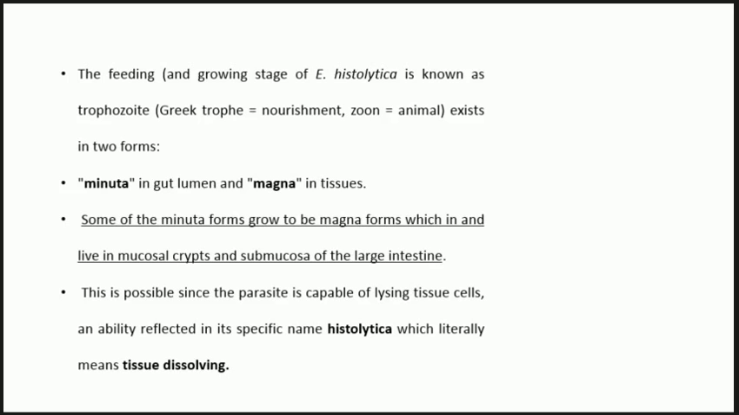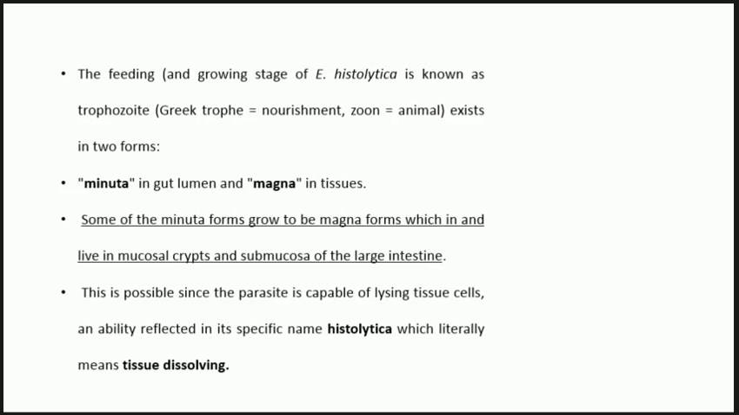So the stage where the nourishment takes place is called the trophozoite stage, and this trophozoite stage exists in two forms. First, minuta, remember, is present in the gut lumen, and magna is found in tissues. Some of the minuta forms grow to become the magna form.